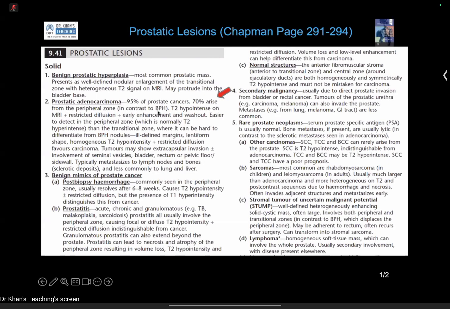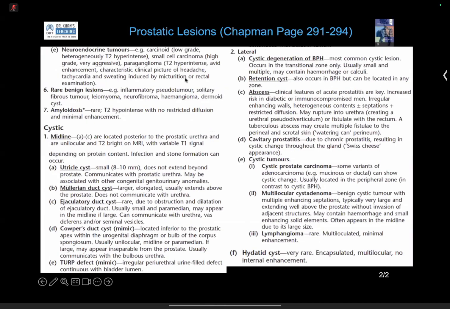This is from your book, from Chapman 9.41, prostatic lesions. And please read it once again from here. Same points which I have told you. The key point is the T2 hypointense plus restricted diffusion plus early enhancement and washout. So it is easy to detect in the peripheral zone.